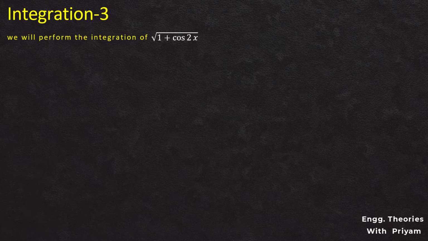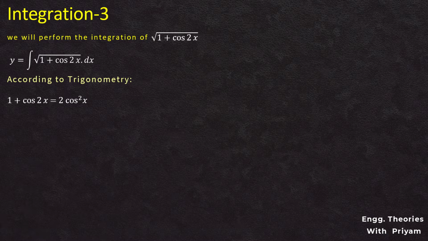In order to perform the integration of root over 1 plus cos 2x with respect to x, we can write y is equal to integration of root over 1 plus cos 2x into dx. Now, according to the trigonometry, we know that 1 plus cos 2x is equal to 2 cos square x. If we put this value of 2 cos square x in the place of 1 plus cos 2x in the integration, then the integration will look like y is equal to integration of root over 2 cos square x dx.